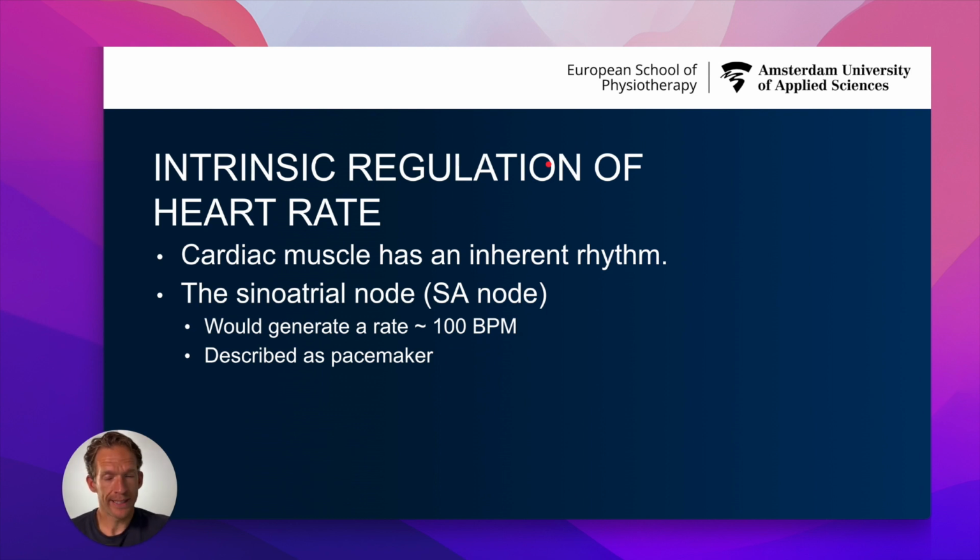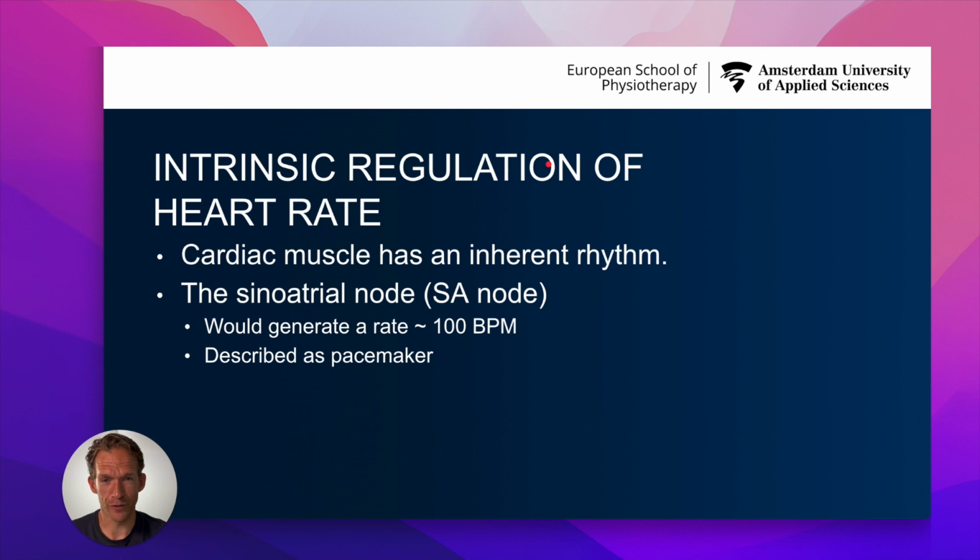The natural rhythm of the heart, the heart rate that is there by nature, is determined by the SA node. And the SA node is basically a cluster of cells that depolarize spontaneously, and that will act as a pacemaker. When they function at their normal frequency, they will generate a depolarization rate of 100 beats per minute. So that means your heart will naturally pump at 100 beats per minute.